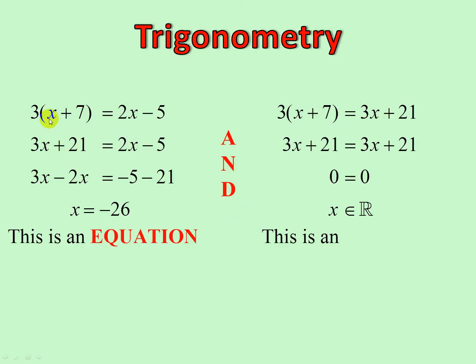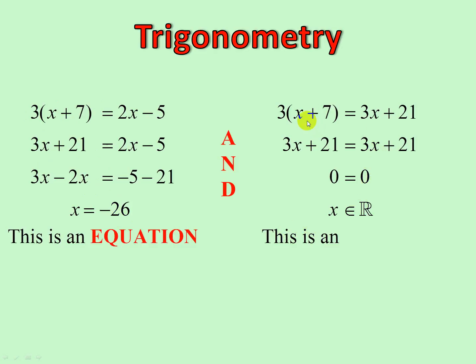Solve for x. If we multiply it out, 3 times x plus 7, I don't get 2x minus 5. I should get 3x plus 21. But hang on, this is an equation, so it's only true for certain values of x. And there's the value of x we solve.